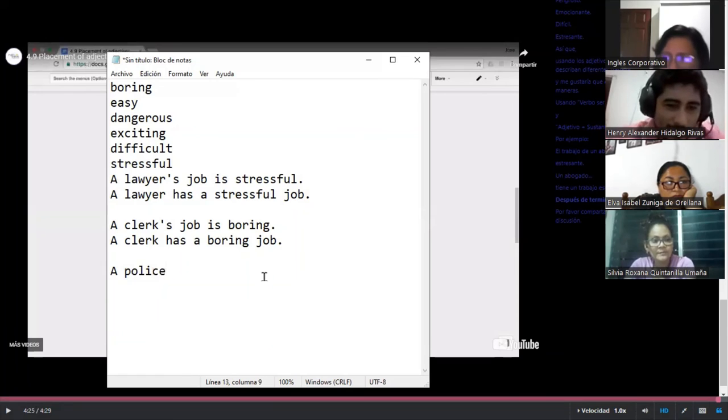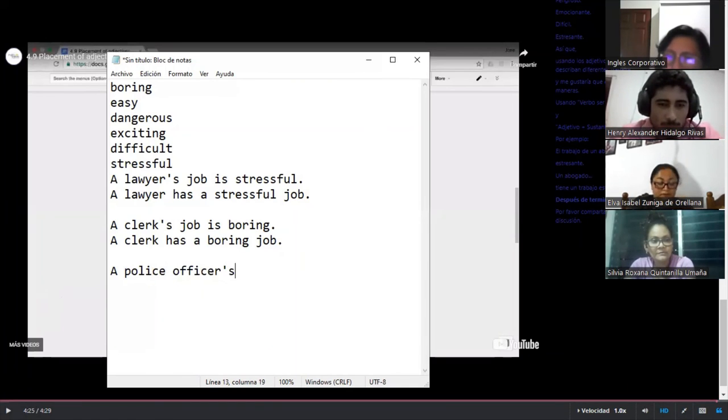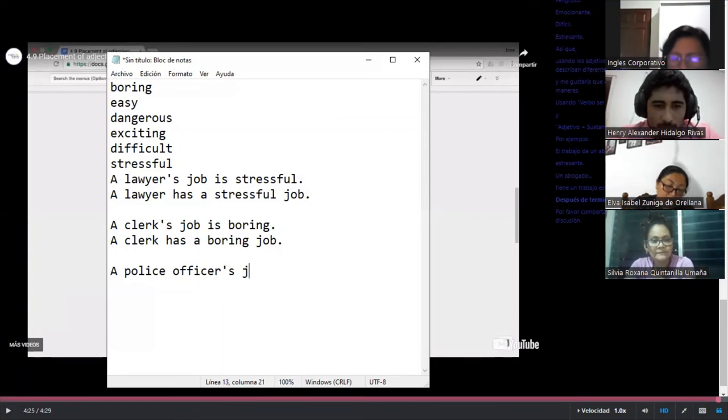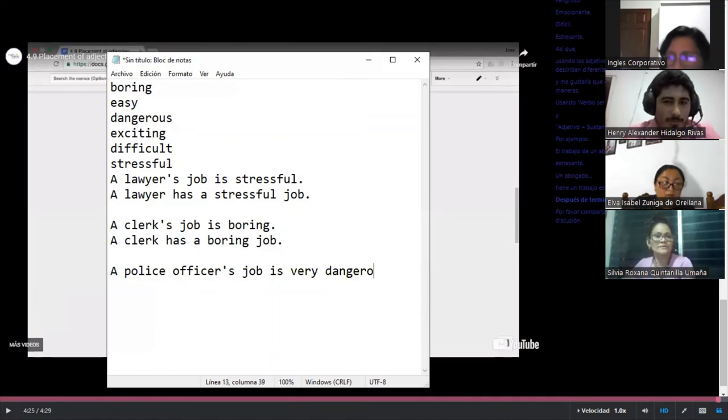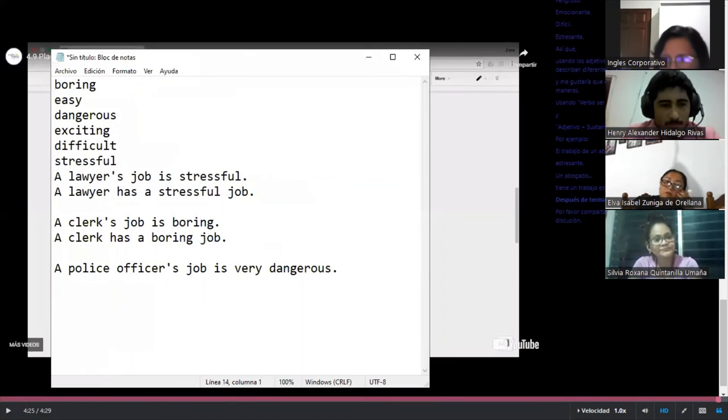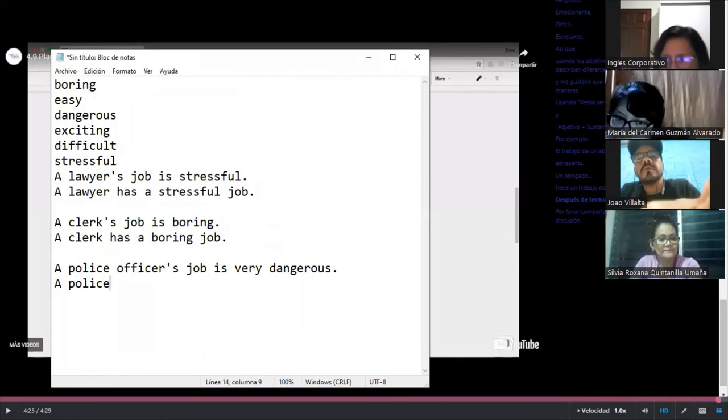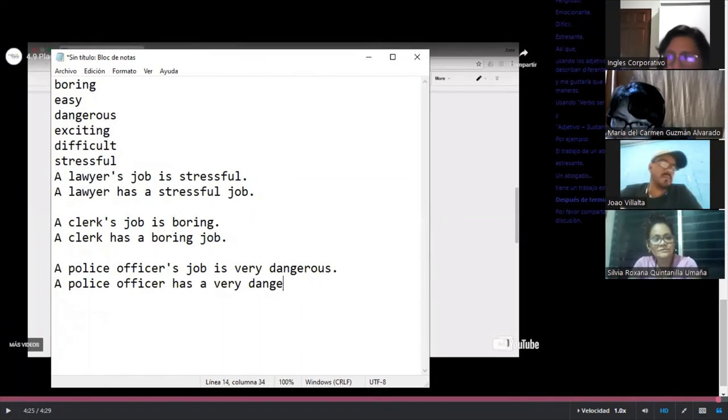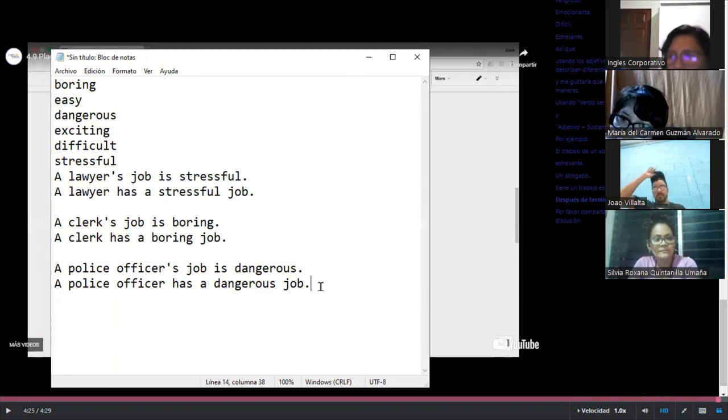Entonces, a police officer's job, right, it's very dangerous, right? It's very dangerous, okay? What about the next sentence? ¿Cómo nos quedaría la siguiente? A police officer has a very dangerous job, right? Okay, so a police officer's job is very dangerous or is dangerous. Si quieren, dejémoslo así para no modificar la fórmula que les prestó el instructor. A police officer's job is dangerous. A police officer has a dangerous job, okay?